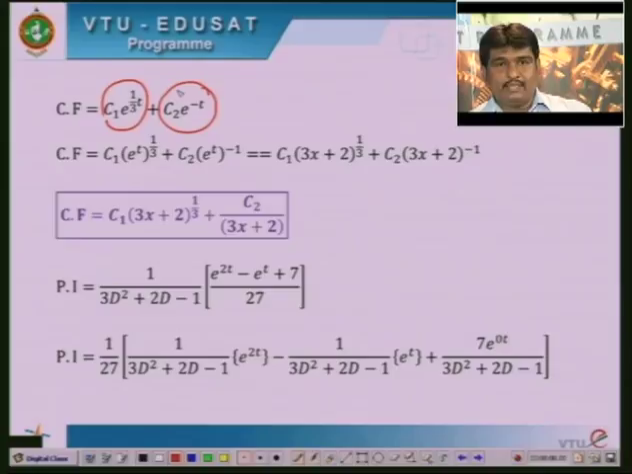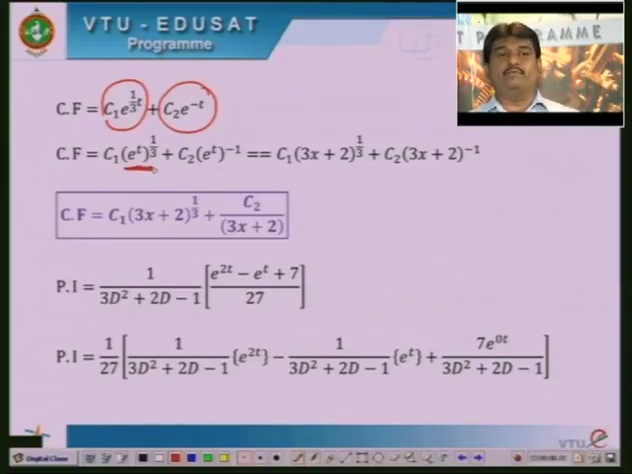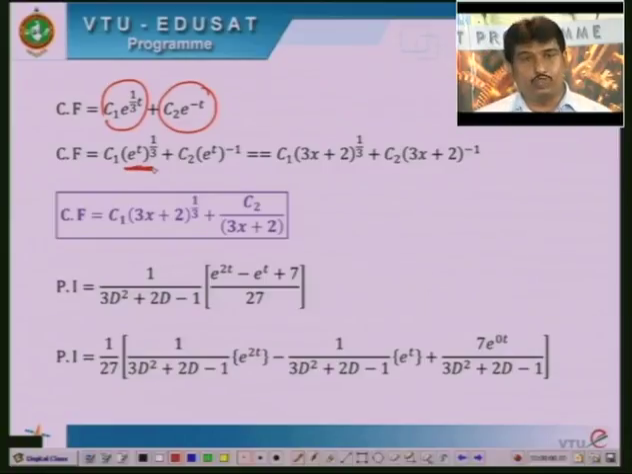Now convert this in terms of x by using the law of indices. You can write e to the power of 1 by 3t as (e to the power of t) whole to the power of 1 by 3, and e to the power of minus t as (e to the power of t) whole to the power of minus 1. Next, using this known substitution, you convert e to the power of t in terms of x, which is 3x plus 2. So the complementary function of the given differential equation is c1 into (3x plus 2) whole to the power of 1 by 3 plus c2 divided by (3x plus 2).